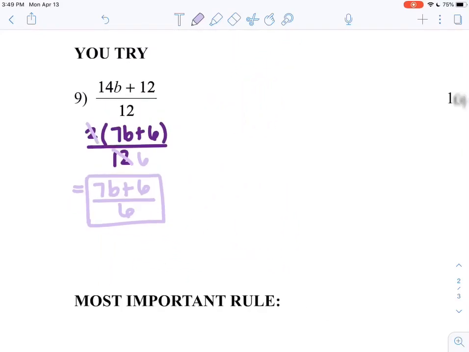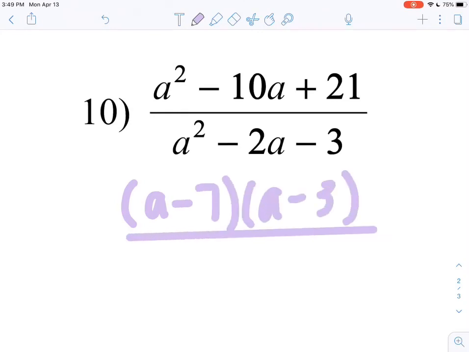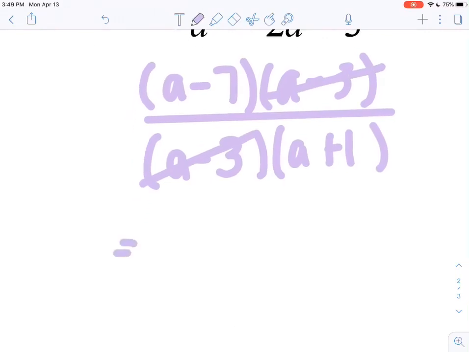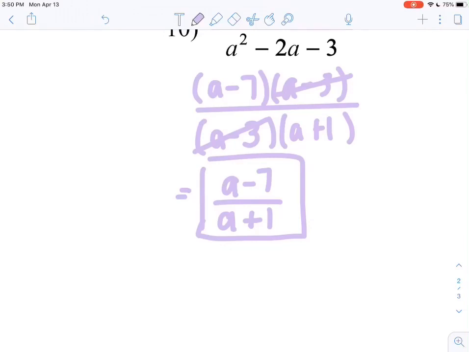Okay? And number 10, I'm going to factor the numerator, multiply to be 21, add to be negative 10, that's negative 7, and negative 3. And then in the denominator, multiply to be negative 3, add to be 2. Sorry, negative 2, so that's negative 3, positive 1. Look for a pair of matches, so these match. You could cross them out as a whole. So then I have a minus 7 over a plus 1. Okay, you cannot cross out the a's because they're part of a binomial.